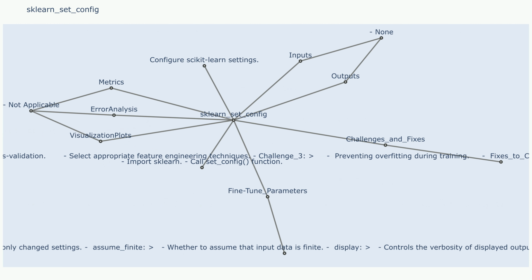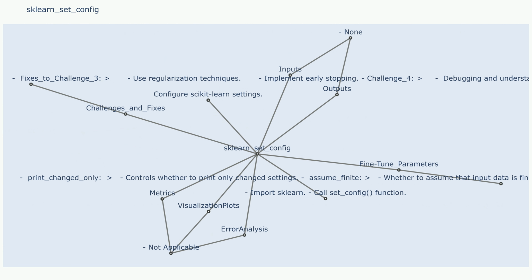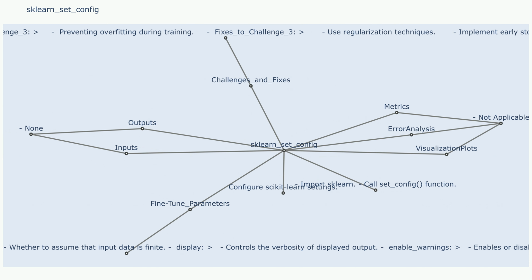Inputs. Config. This is a dictionary-like object containing key-value pairs that represent the desired configuration settings. Each key corresponds to a specific configuration option, and its value determines the desired behavior. Outputs. None. The set_config function doesn't directly return any values. Instead, it modifies the global settings of sklearn, making the changes persistent for subsequent operations.